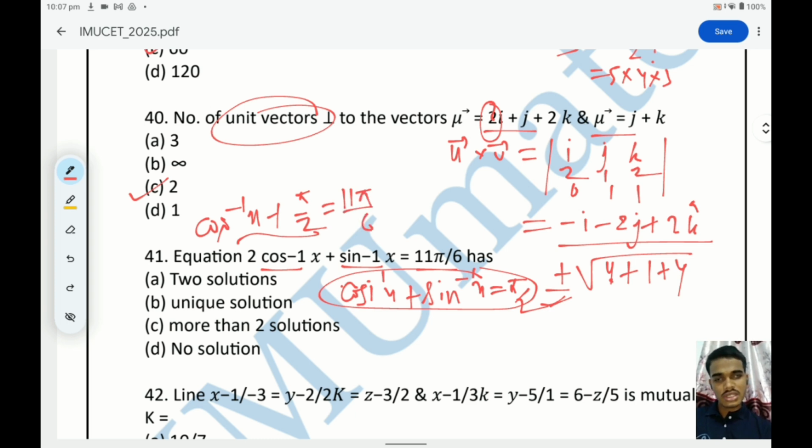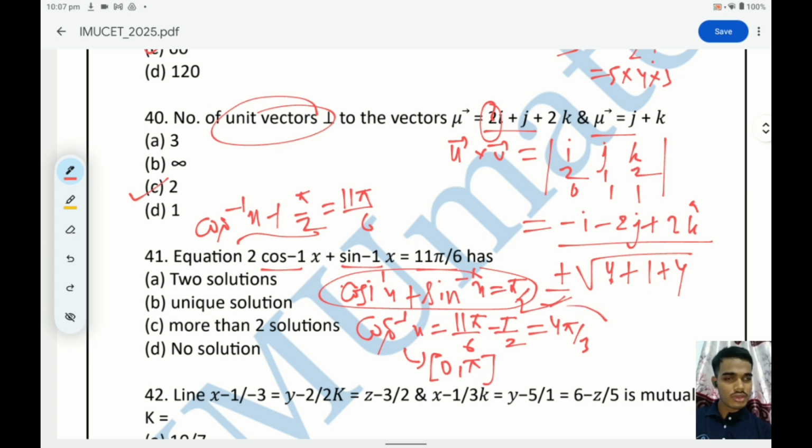Okay, then if we find the value of cos inverse x, that is 11 pi upon 6 minus pi upon 2, that will be 4 pi upon 3. Okay, and we know that the range of cos inverse is 0 to pi, and this value is outside the range because it is greater than pi. Okay, so no solutions are possible, so option D will be the right answer. Okay, let's go for the next question.